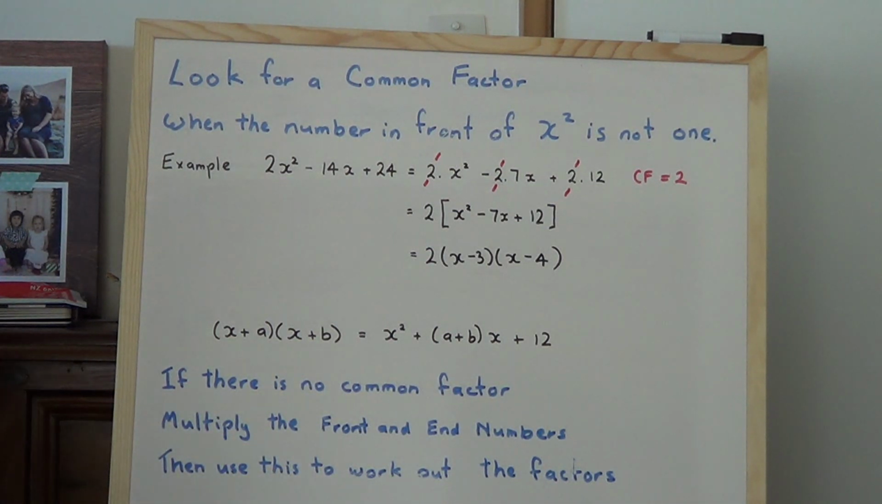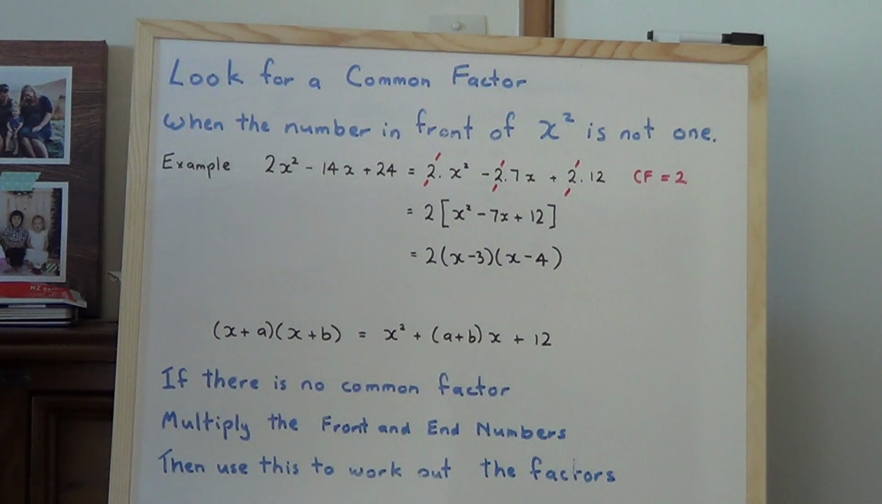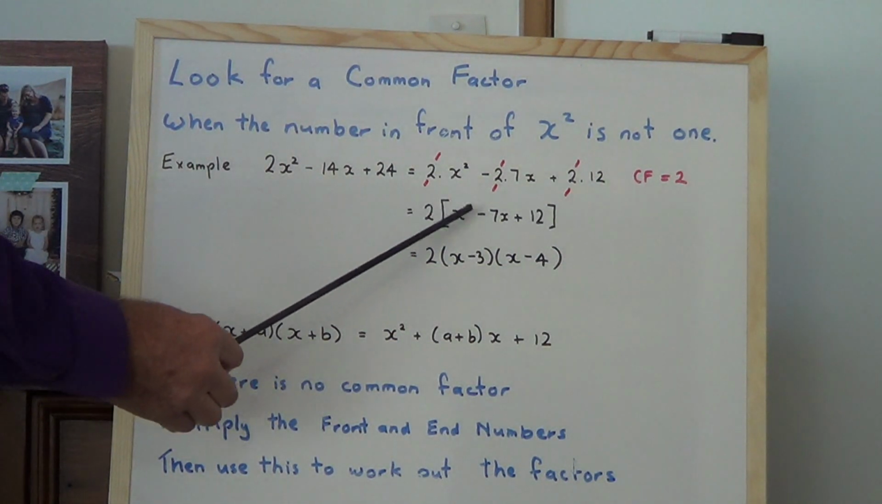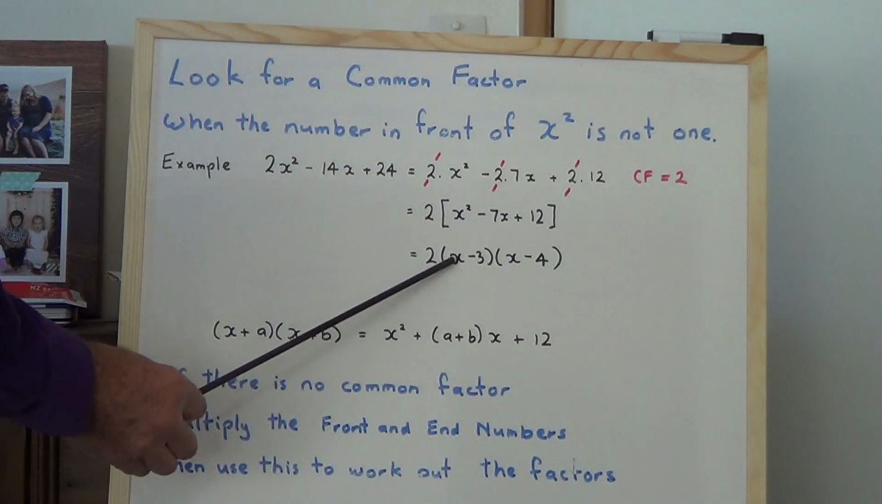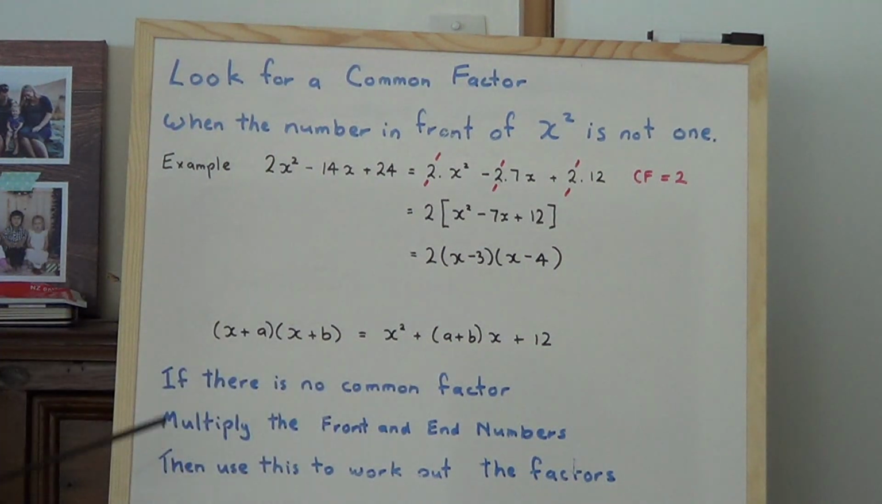We're looking for two numbers multiplied together, which will give us 12, added together will give us minus 7. Because it's a plus sign, both the signs are the same. Because the middle sign is negative, there's both negative signs, and it's going to be x minus 3, x minus 4, and two lots of. And there's the quadratic relationship there.